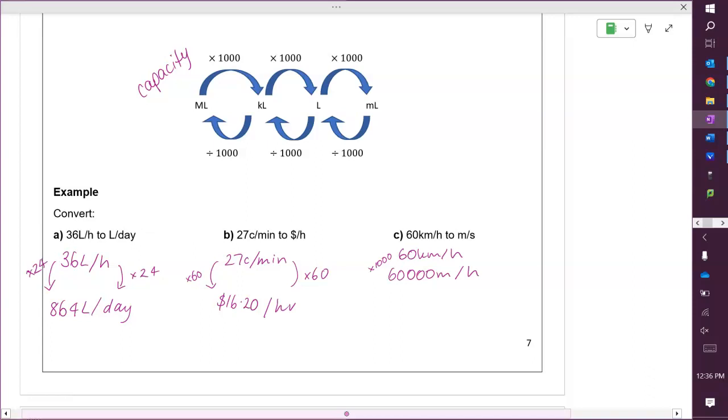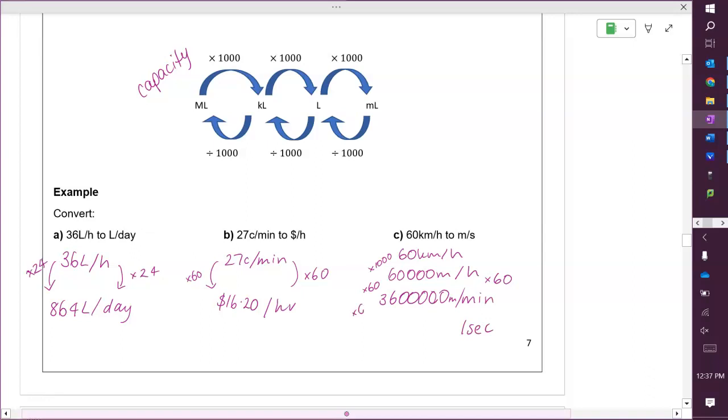So I need to turn my hours into minutes. To turn my hours into minutes, I'm timesing by 60. So I'm getting them down to minute. What I've done to this side, I have to do to this side. So I times by 60 again. So that's giving us 3,600,000 metres per minute. And then I need to turn my minutes into seconds.